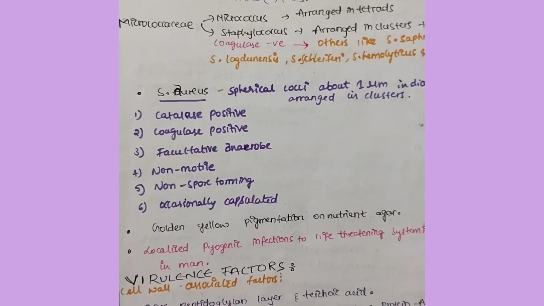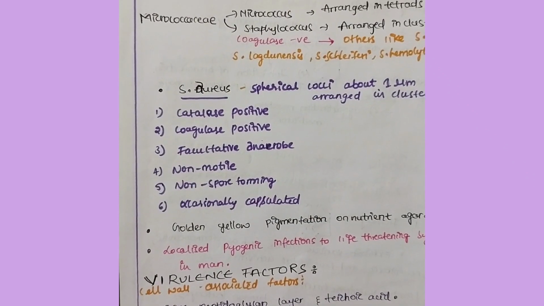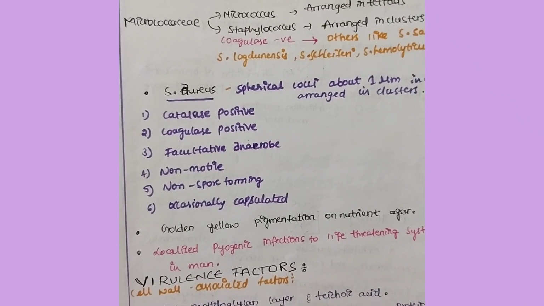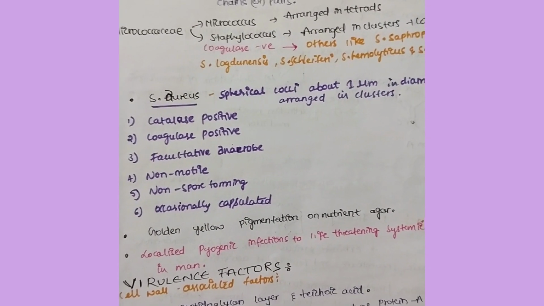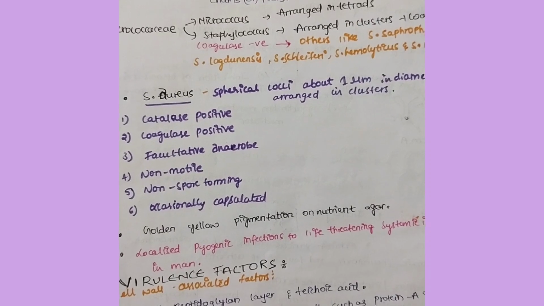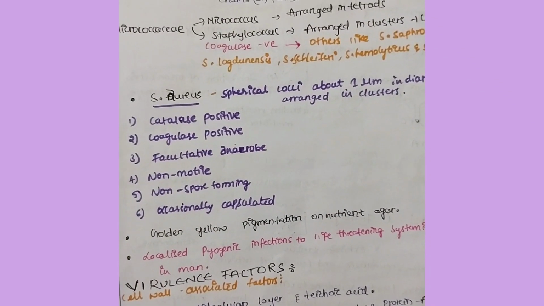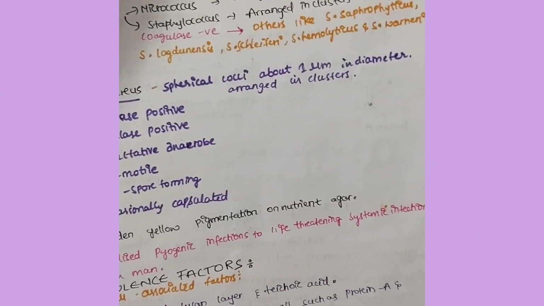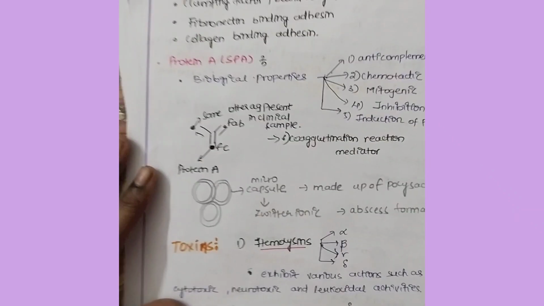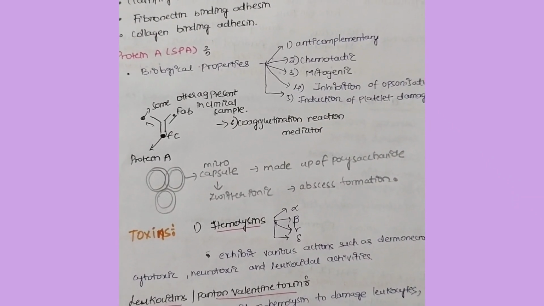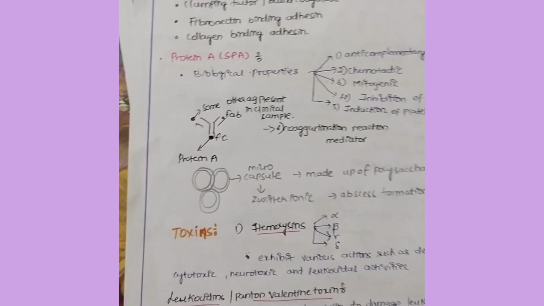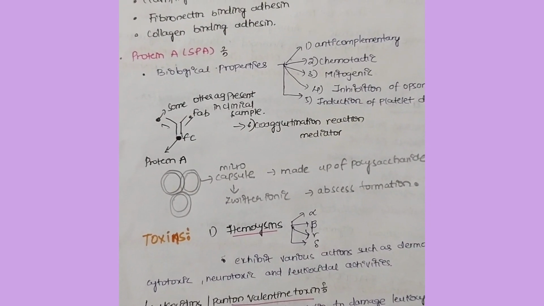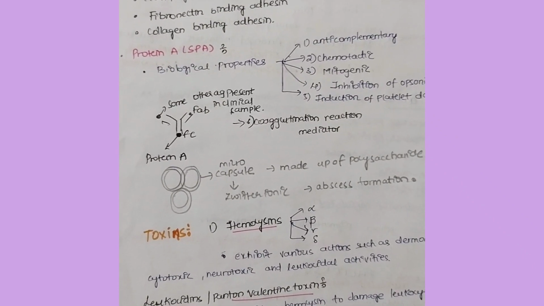Coming to virulence factors, what are they? Virulence factors include cell wall associated factors. These are the thick peptidoglycan layer and teichoic acid. Additional cell wall factors are protein A and clumping factors. Peptidoglycan is similar to that of other gram-positive bacteria, but somewhat thicker. It induces the inflammatory response and also has endotoxin-like activity. Normally endotoxins are produced by gram-negative bacteria, but this peptidoglycan also has endotoxin-like activity.